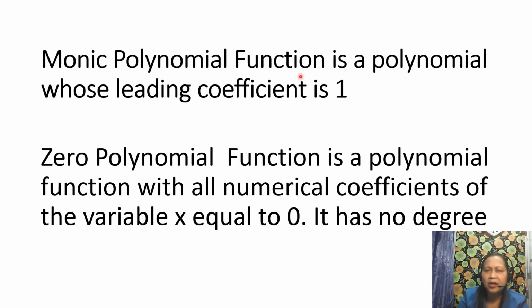A monic polynomial function is a polynomial whose leading coefficient is 1. A zero polynomial function is a polynomial function with all numerical coefficients of the variable x equal to 0. It has no degree.